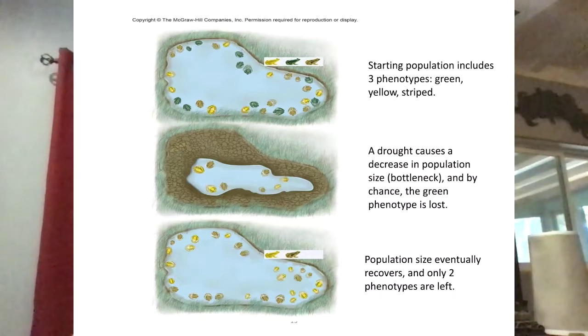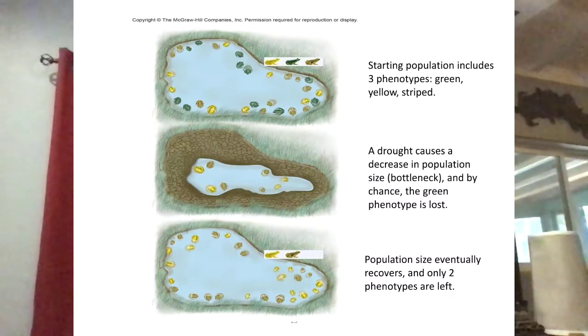And when they experience a drought, the pond water dries up, and that's less space and less food for the frogs to survive. And just by chance, so that's the bottleneck, it decreased the population size, and by chance, the green phenotype just didn't survive. And so in this case, it's not because of an adaptation that the brown or the yellows had to the drought. It's just that maybe the green frogs were hanging out at the edge of the pond when it really started to dry up and they couldn't make it back to the water.